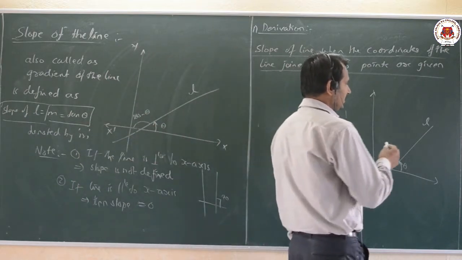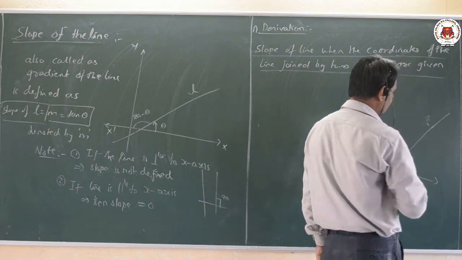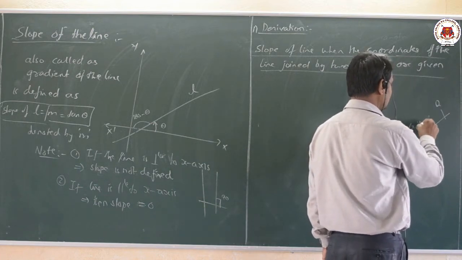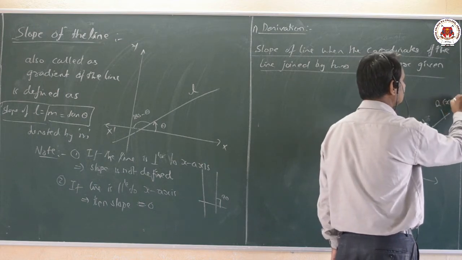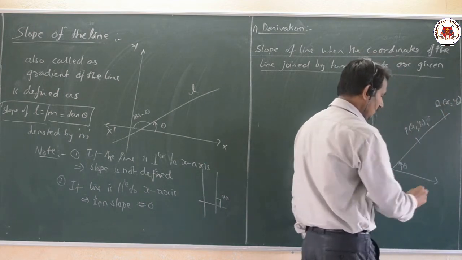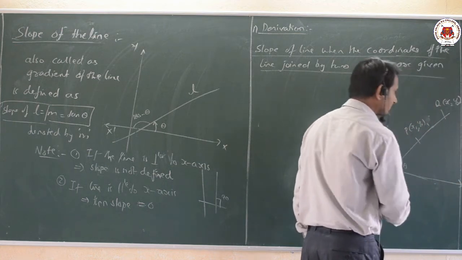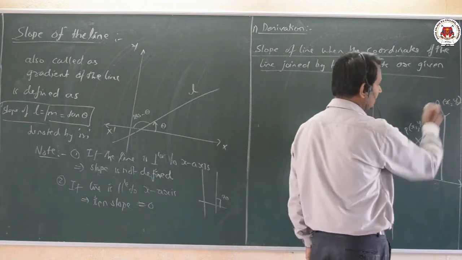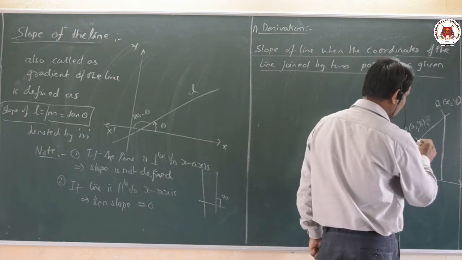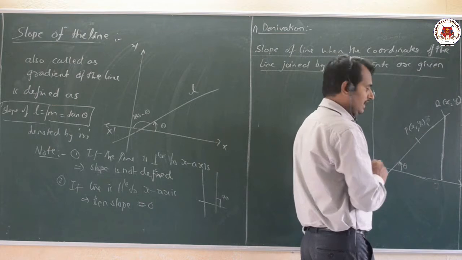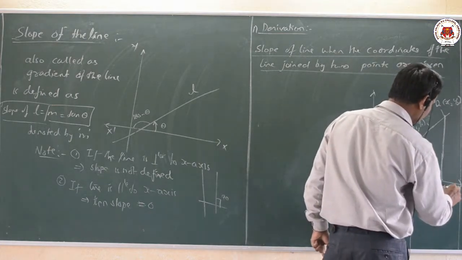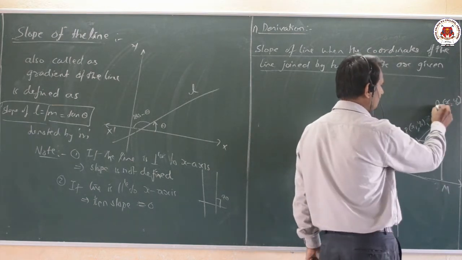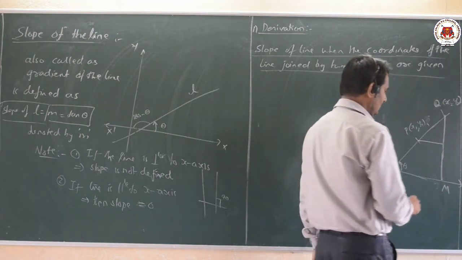Now, according to the given data, there are 2 points here, one is P and one is Q. The P coordinates, let us take as x1, y1, and the Q coordinates I will take as x2, y2. Now what I will do is, in the first case, I will draw a perpendicular to the x axis from Q, and from P I will draw the perpendicular to QM, and I will take that point as R.